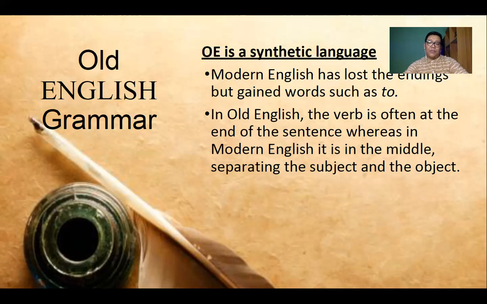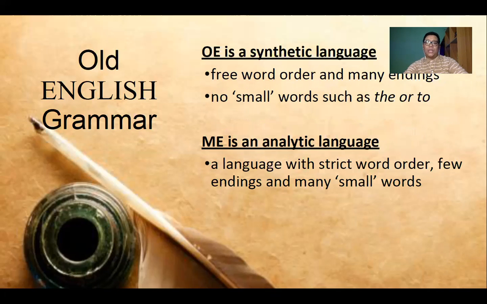In Old English, the verb is often at the end of the sentence, whereas in Modern English, it is in the middle, separating the subject and the object. So again, take note of this. In Old English, the verb is often at the end of the sentence, meaning verb final. Old English was a verb final language, but in Modern English now, the verb is located between the subject and the object of the sentence.